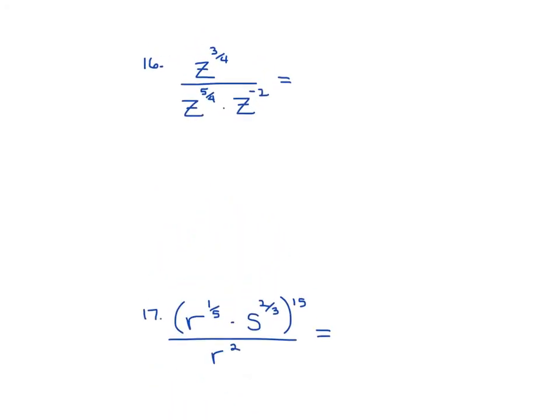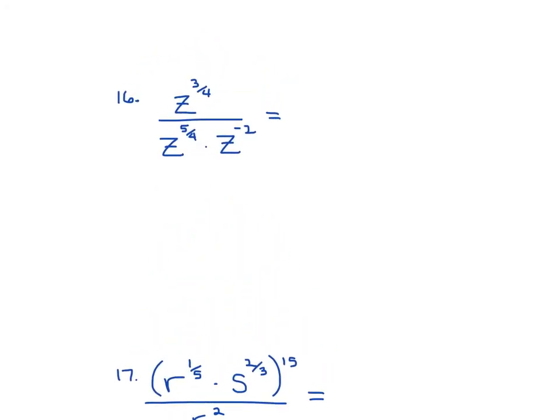Number 16. I'm going to add the exponents. So I'm going to add 5 over 4 plus, and I'm going to make this into a common denominator. So I'm going to end up changing that to an 8 over 4, and it's negative. So when I do that, I'm going to get 3 over 4, sorry, negative 3 over 4.